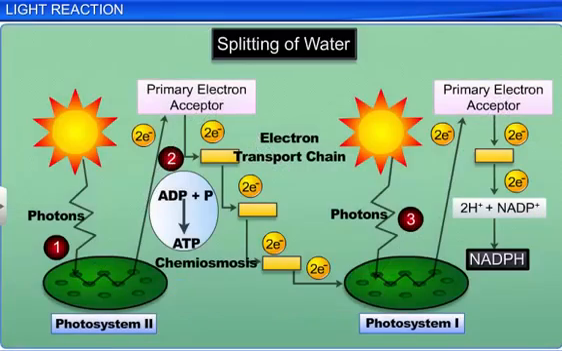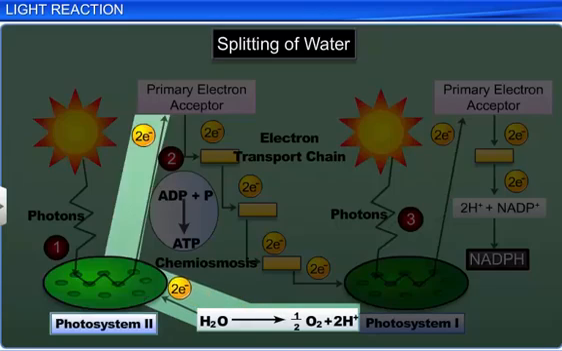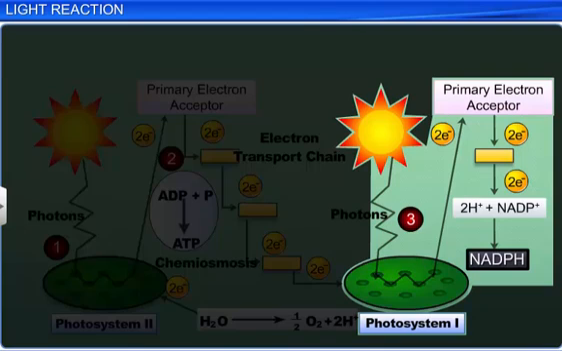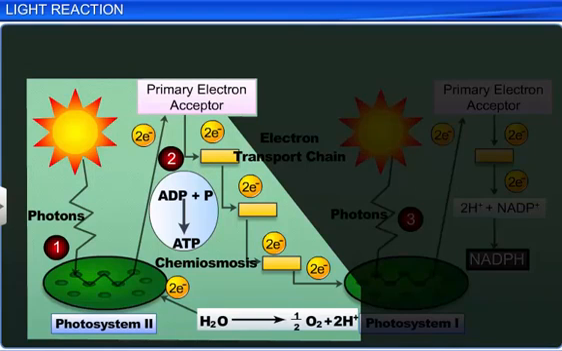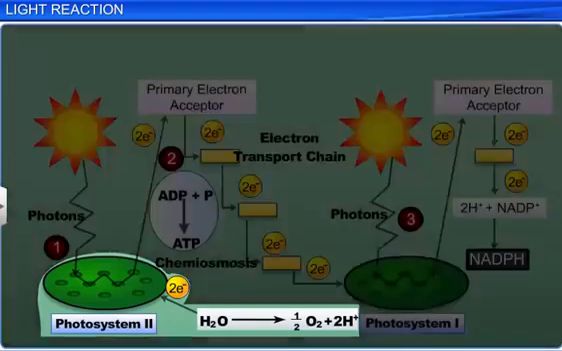In water splitting, water is split into H+, oxygen atom, and electrons. The electrons that were removed from PS2 are replaced by electrons formed due to the splitting of water. The electrons needed to replace those removed from PS1 are provided by the excited electrons of PS2 through the electron transport system. Water splitting complex is associated with PS2.